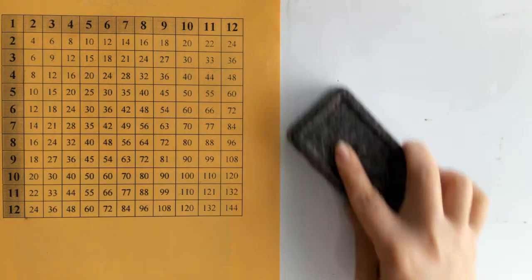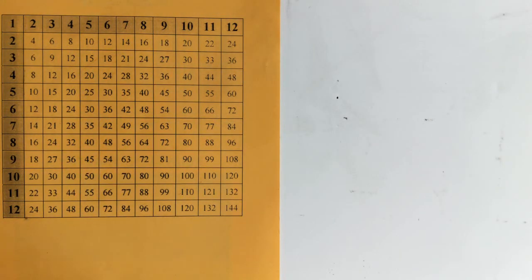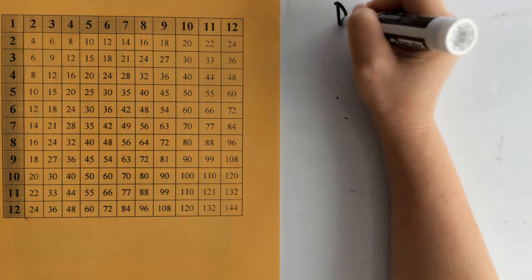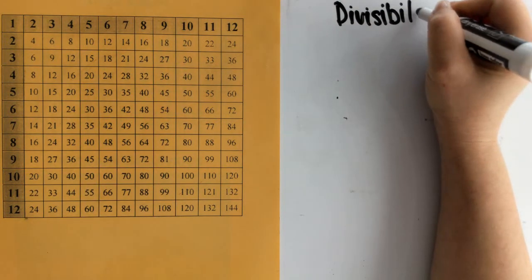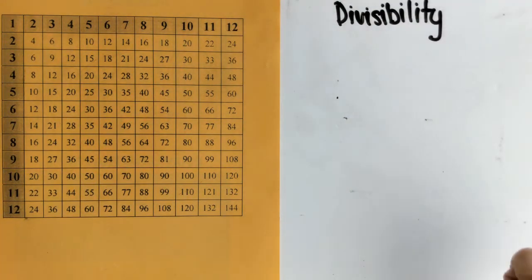So again, prime numbers have only 2 factors, 1 and itself, and composite numbers can have more than 2 factors. Now, the next thing that we will need in order to find primes is what's called divisibility rules. This is how you spell it, divisibility rules.